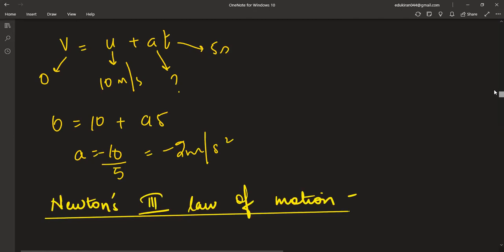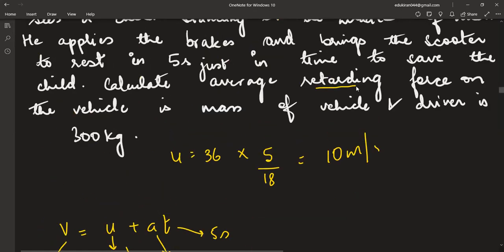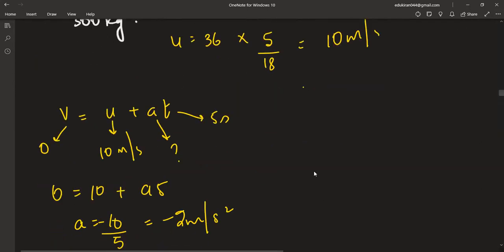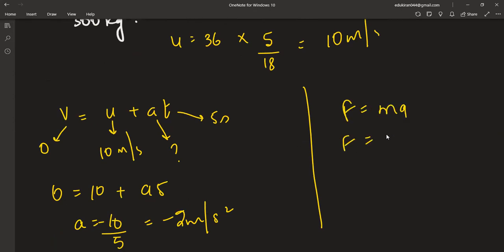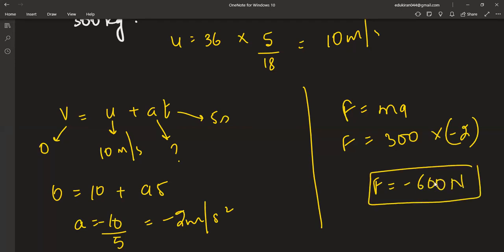Why is it coming negative? Because this is a retarding force that is occurring. The velocity of the body is decreasing. Negative acceleration, retardation, is occurring. So this is not acceleration, this is retardation. Force is equal to mass into acceleration. Mass is 300 kg, acceleration is minus 2. So force is equal to minus 600 Newton. Force can be negative because this is a vector quantity. Note down the solution.